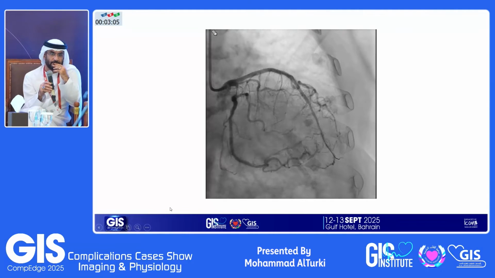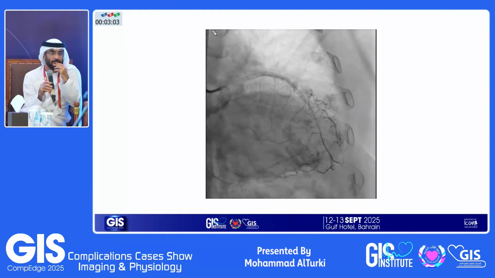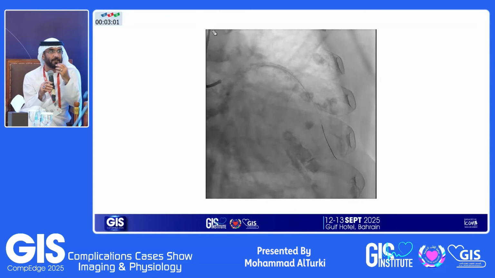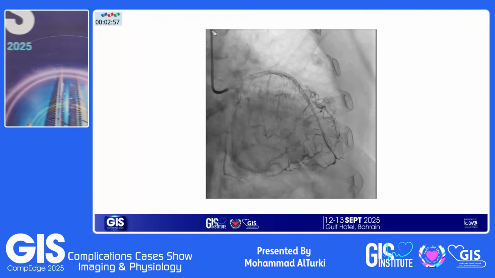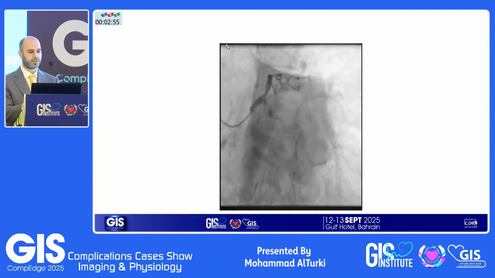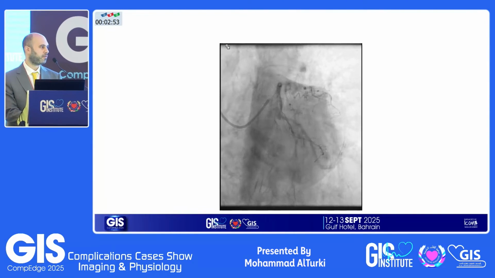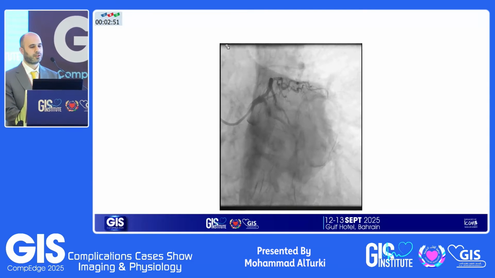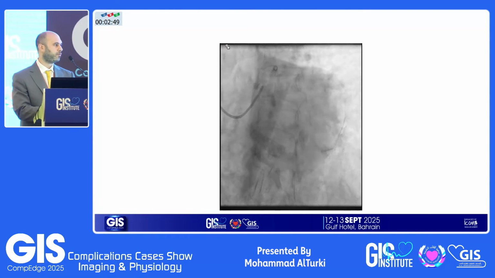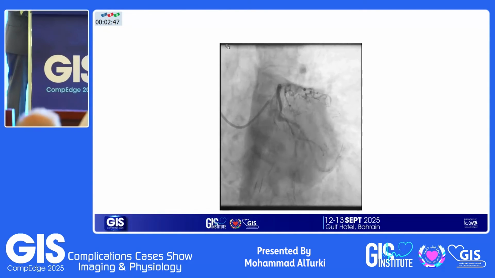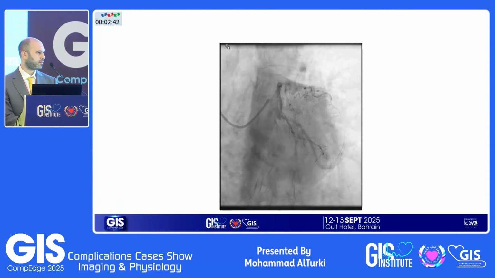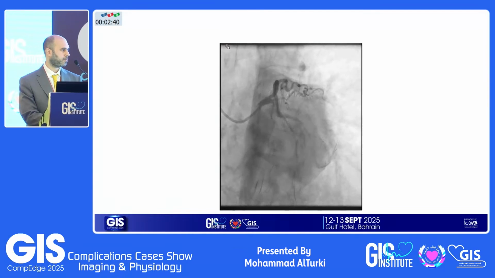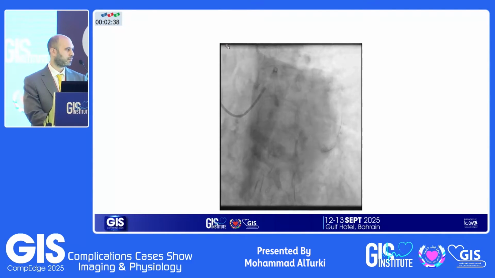So this is the start. The first operator was a non-CTO operator, and they tried wiring into the true lumen. However, this resulted in further propagation of the dissection, resulting in poorer flow. But you know the anatomy previously, sorry. Where's the wire? No wire now. No, I know, but you know the anatomy now, of the coronary. I want to now enter. How do I enter?